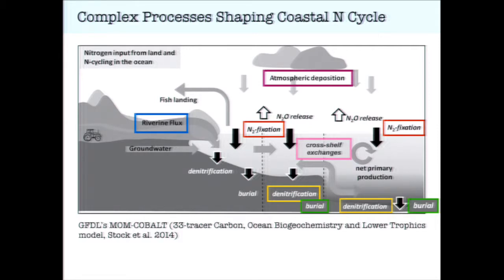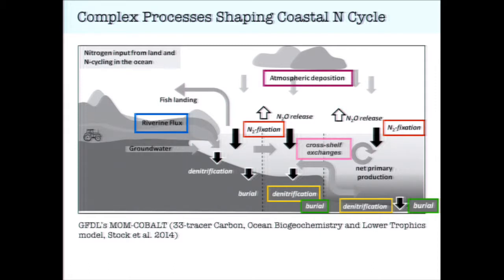Okay, so this huge amount of nitrogen added to the coastal ocean will be transformed by very complex biogeochemical processes in coastal waters. I'm showing a schematic of some of the key processes involved in the coastal nitrogen cycle represented in our ocean biogeochemical model, COBALT. COBALT is a fairly sophisticated framework including 33 tracers, and it is also part of GFDL's Earth system modeling contributing to the CMIP6 effort.